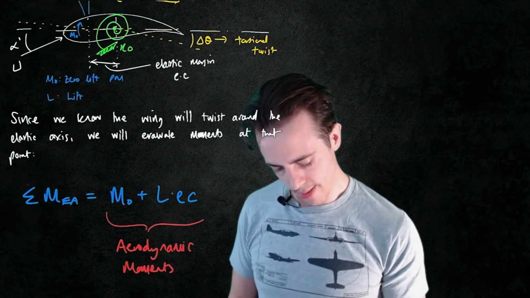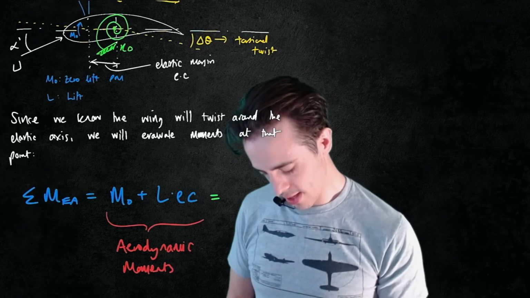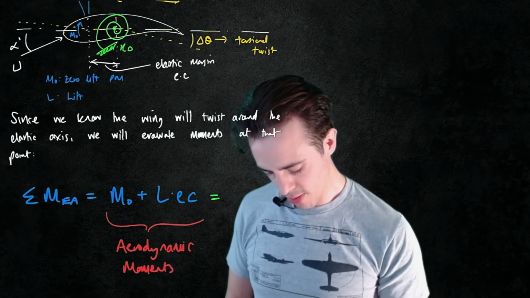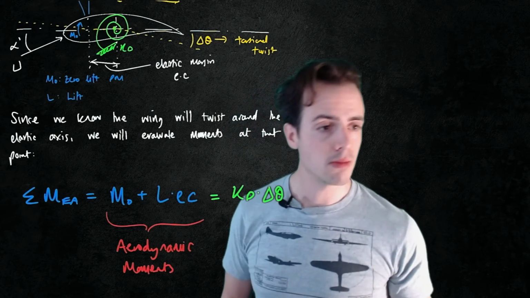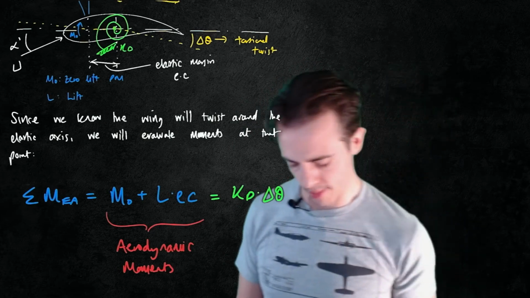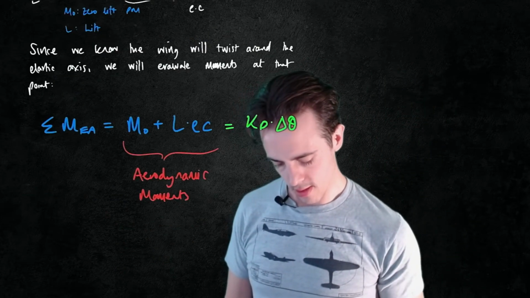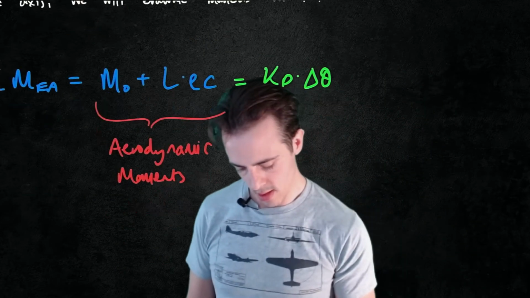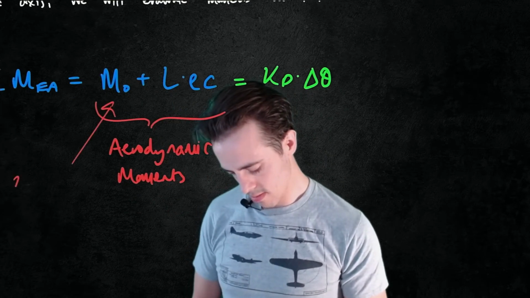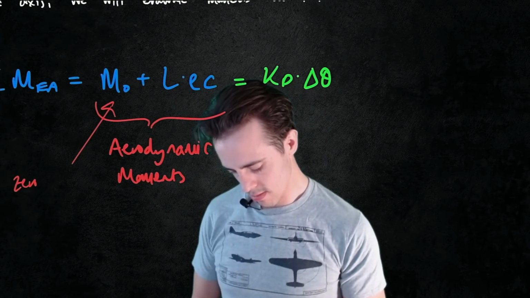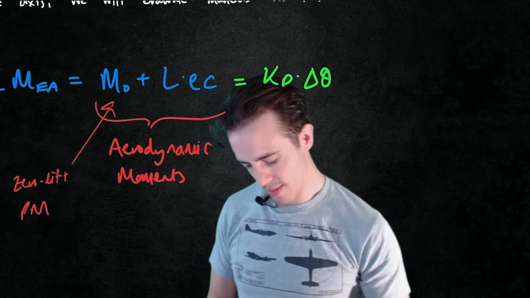So those are the aerodynamic moments, and these have to be equal to the torsional spring multiplied by delta theta for equilibrium. So let's just... that's the zero lift pitching moments.